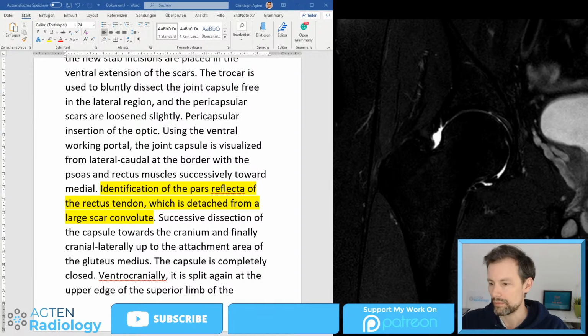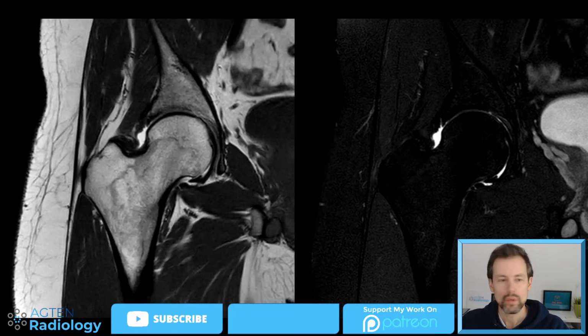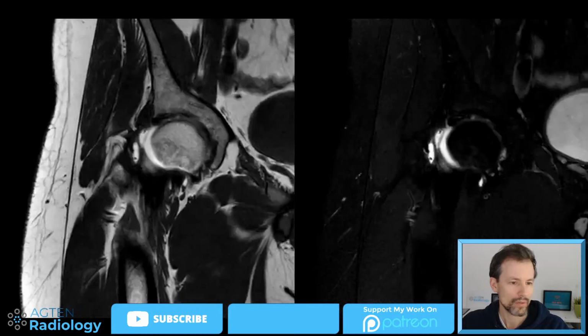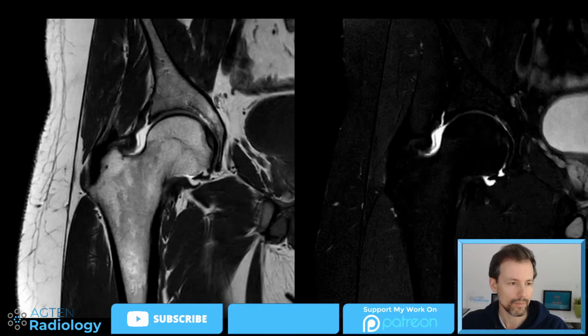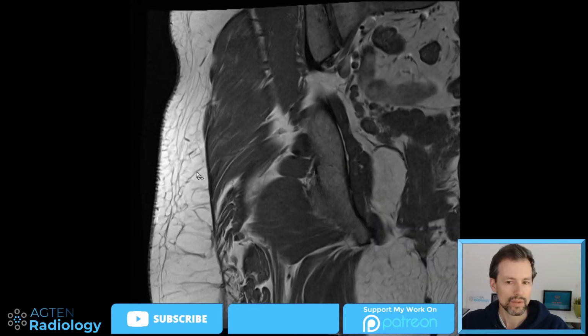So, and we make this go away. So we try now to identify this scar convolute, this large scar convolute, so obviously an impressive finding along the pars reflexa of the rectus femoris tendon. So let me just pull up here maybe the preoperative scan first.